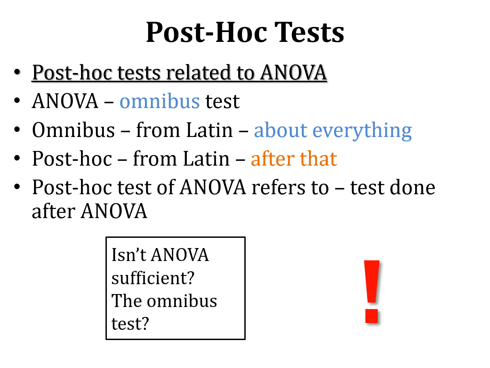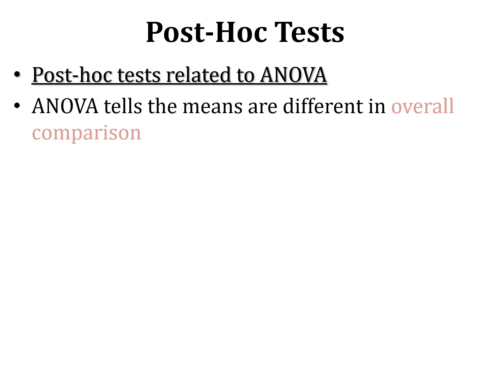Now the question is that if ANOVA is the omnibus test, it is about everything, and it also reduces the type 1 error, then why do we need the post hoc test? Why do we need to do certain analysis after that? So isn't ANOVA sufficient to describe your results? The answer is that ANOVA tells us the means are different in overall comparisons.